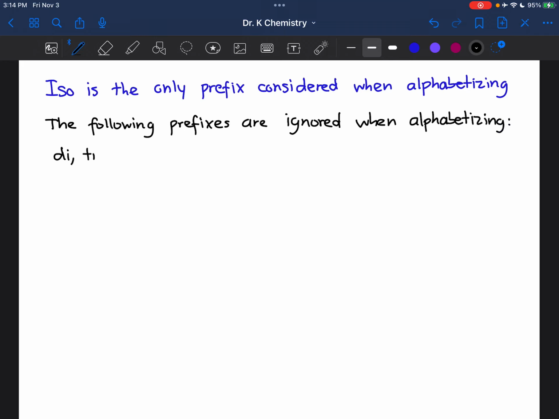So di, tri, tetra, penta, anything indicating how many of the same substituent you will not consider when alphabetizing. Also sec and tert. So if you think back to sec-butyl, tert-butyl, these prefixes you would not consider when alphabetizing. Let's take a look at an example of this sort of scenario.